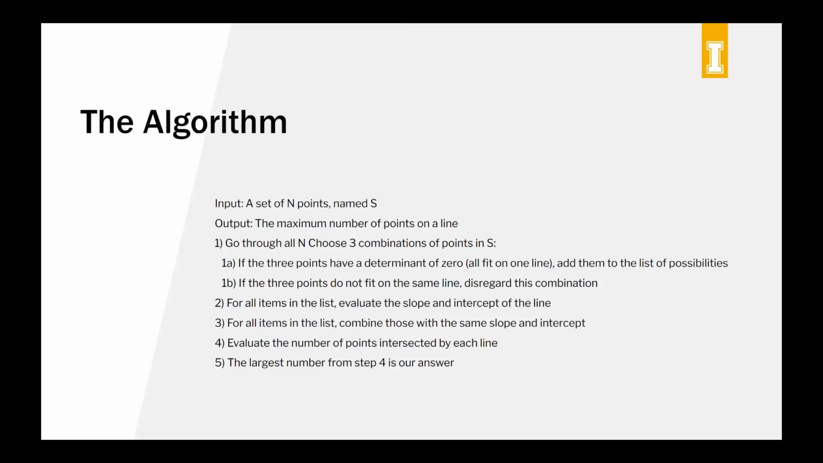Then for all items on the list, we evaluate their slope and intercept. And then we combine those with the same slope and intercept. Finally, the combined line which intersects the largest number of points is our answer.